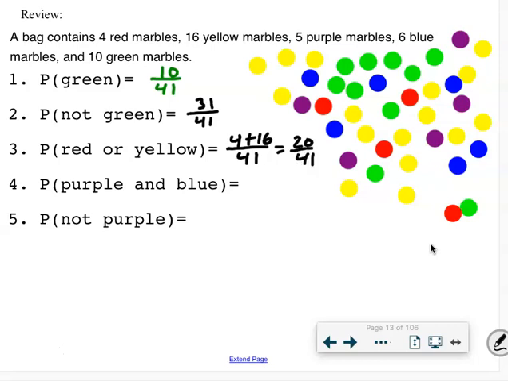Getting one that's purple and blue, bit of a trick question. If you pick one marble, there are 0 ways for you to get one marble that is both purple and blue. And then not purple is all the ones that are any other color except for purple. So there are 5 purples, which means there are 41 minus 5, or 36 not purple. You can go and you can get a decimal for those if you wish.